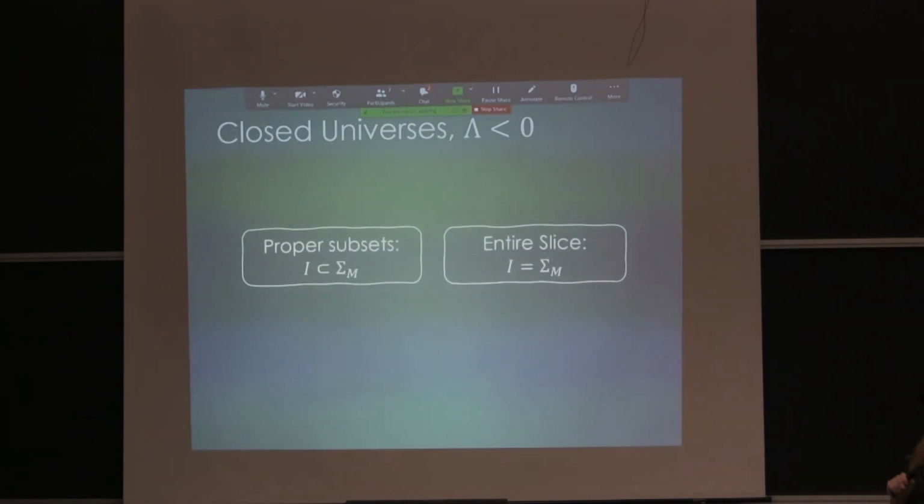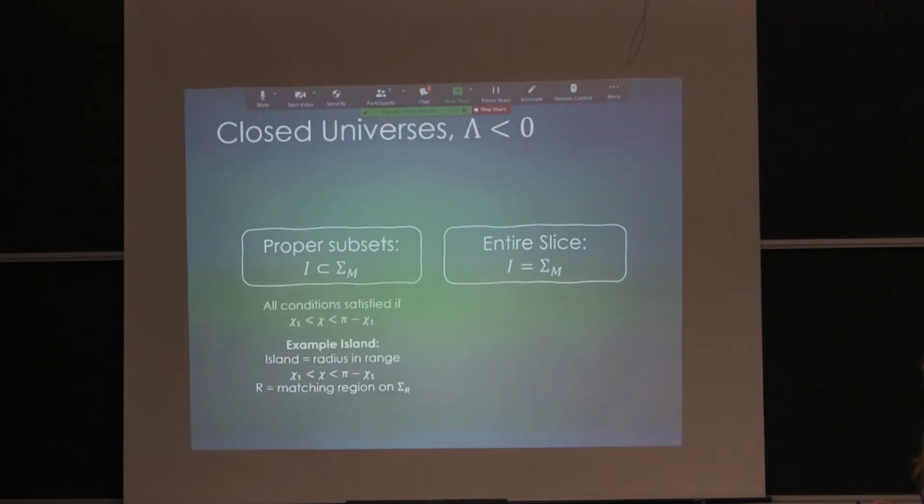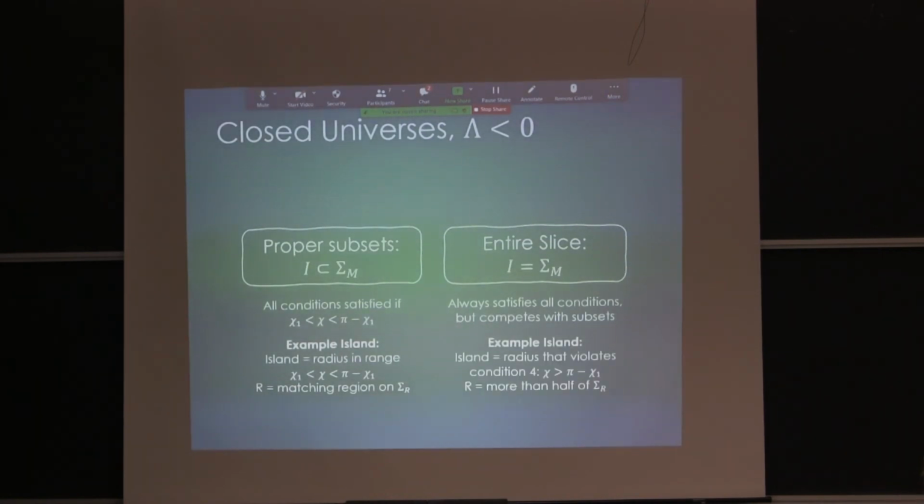So just a quick summary. In the proper subsets, we found that all the conditions were satisfied for some range. And we give an example of the island. And then the entire slice, again, always satisfies all the conditions, but is now competing with the subsets and is an island. Here's an example of an island. So that's kind of how the procedure goes. And I'll show you the results for the rest of the cases here.